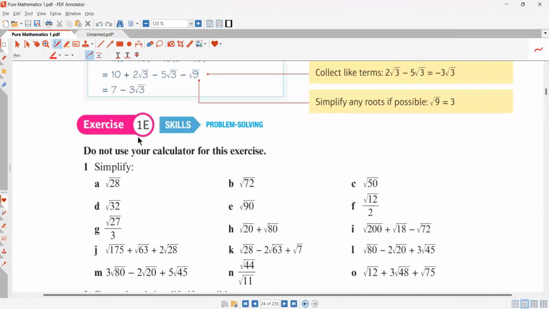Okay, from this exercise 1E, try to do J, K, O, N, and also M as well. Try doing this within 5-10 minutes. Let's finish this. I'll pause the recording.